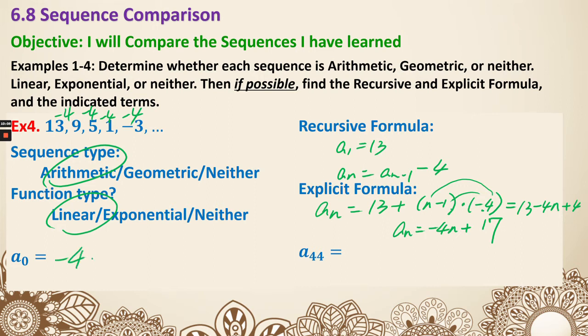Plug in 0: negative 4 times 0 plus 17 is 17, and a sub 44 is going to be negative 4 times 44 plus 17, which is going to be negative 159. That is a sub 44.